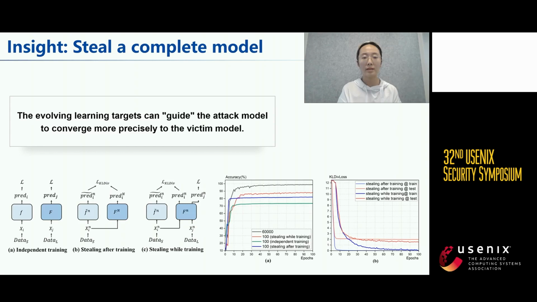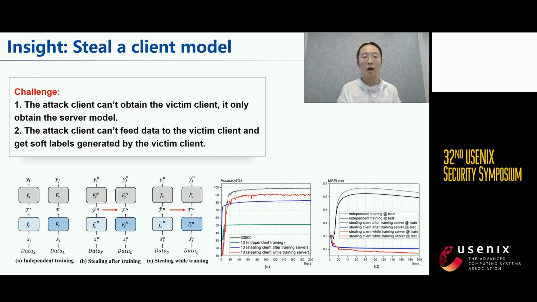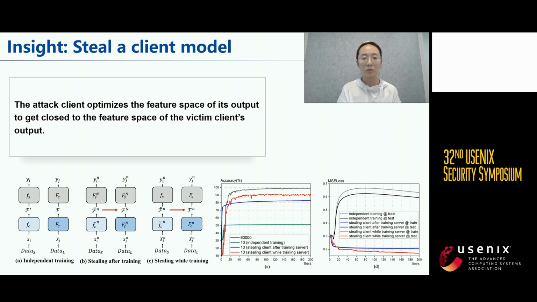Then we focus on stealing a client model. We need to address 2 challenges. First, the attack client can't directly access the victim client, but can only obtain the server model. Second, the attack client can't feed data to the victim client and get soft labels generated by the victim client. Thus, we provide a solution.